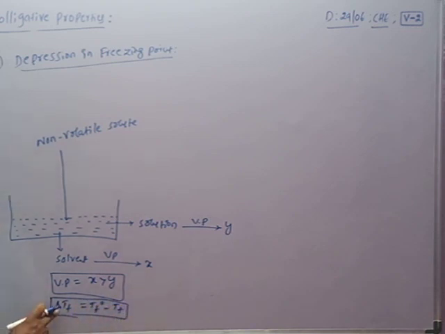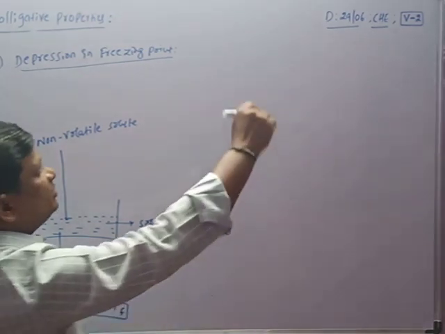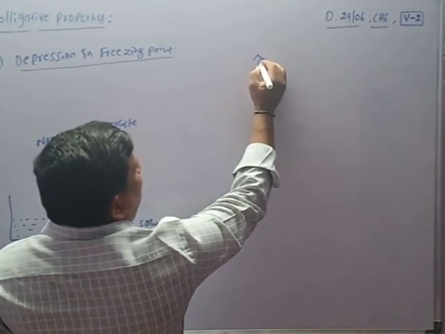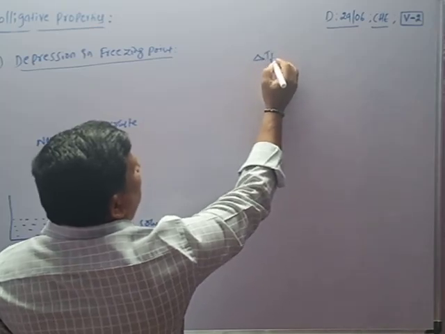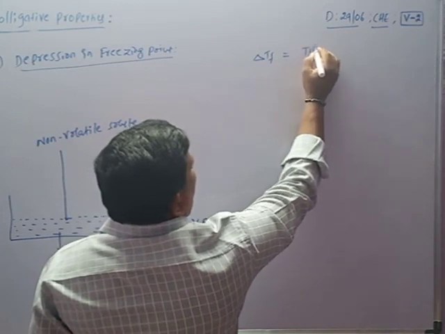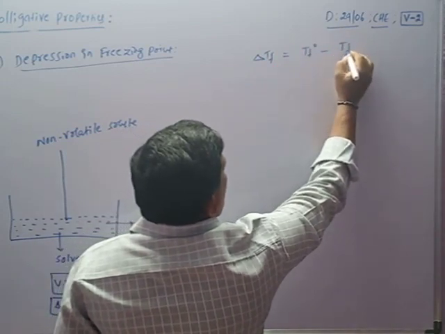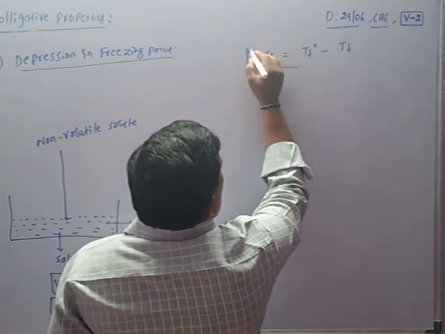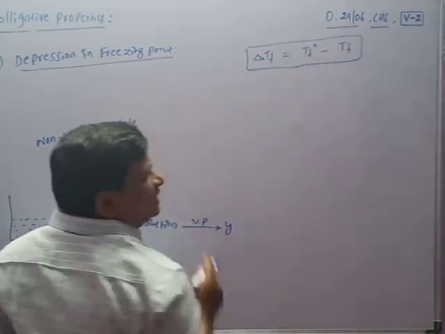So delta TF is the depression in freezing point. Depression in freezing point equals the freezing point of the pure solvent minus the freezing point of the solution. Simply, delta TF equals TF naught minus TF. It is the depression in freezing point.